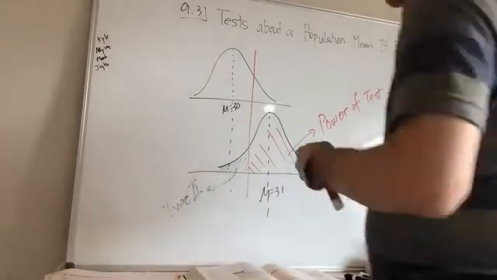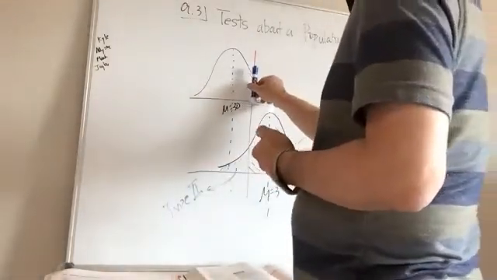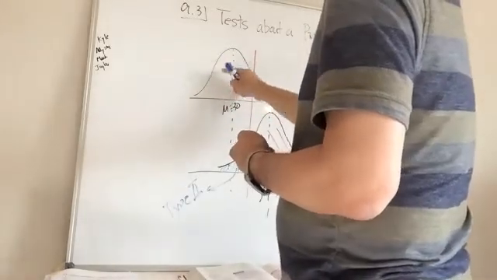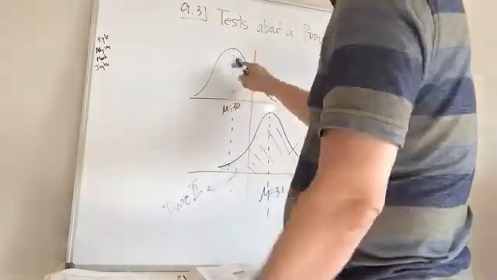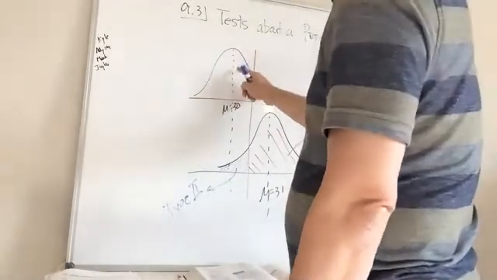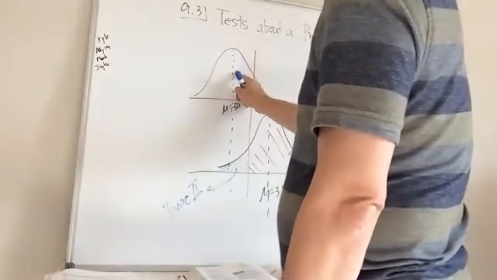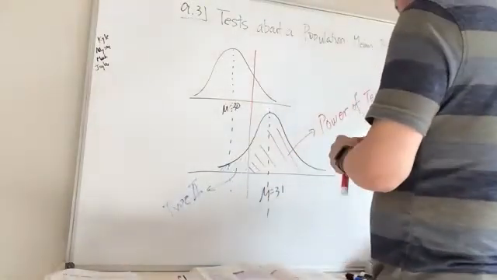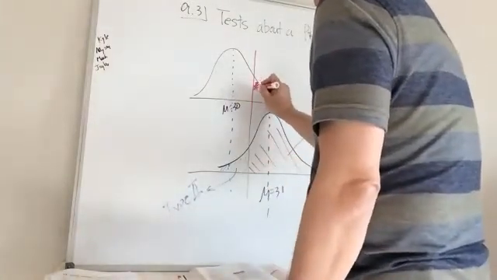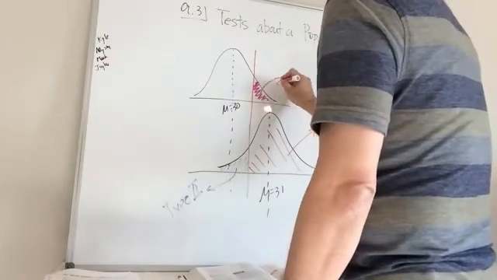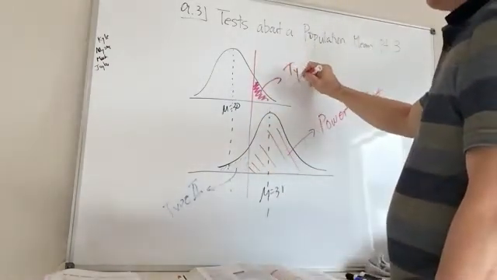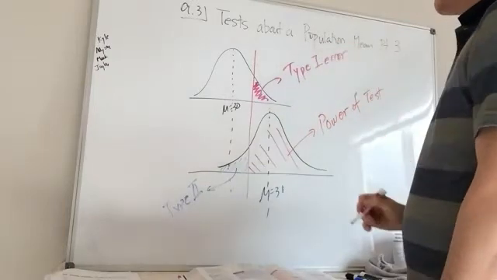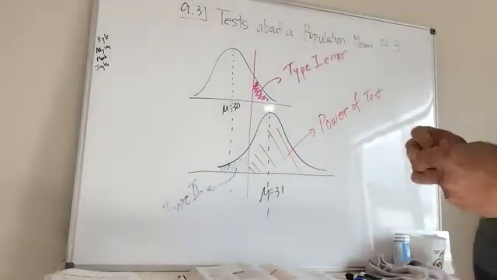Okay. So on the H0, if you find something over here, you're going to fail to reject the H0, which is what you're supposed to do. But in this section up here, you will not. So this is your type 1 error, okay?